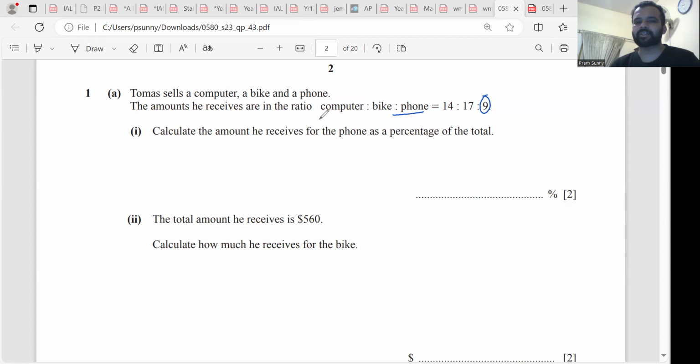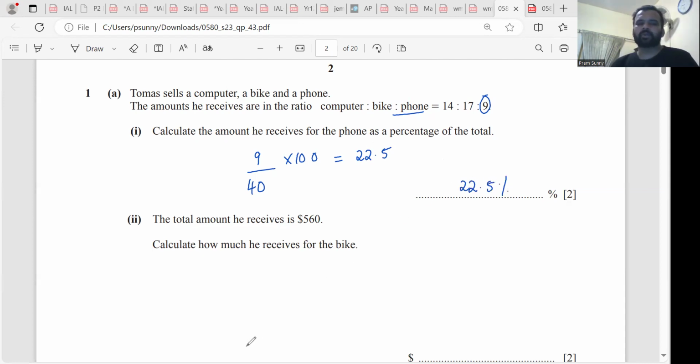So we know the formula: the ratio of the phone, that is 9, divided by the total ratio. Add all the ratios, 14 plus 17 plus 9. When you add them up, you will get 40. Since we need to find the answer as a percentage of the total, you just have to multiply it by 100. So 9 divided by 40 times 100 is basically 900 divided by 40. 900 divided by 40 will be 22.5. So your answer here is 22.5 percent.